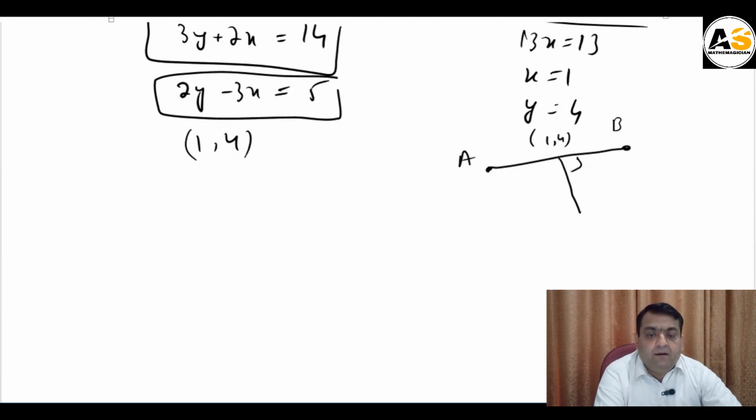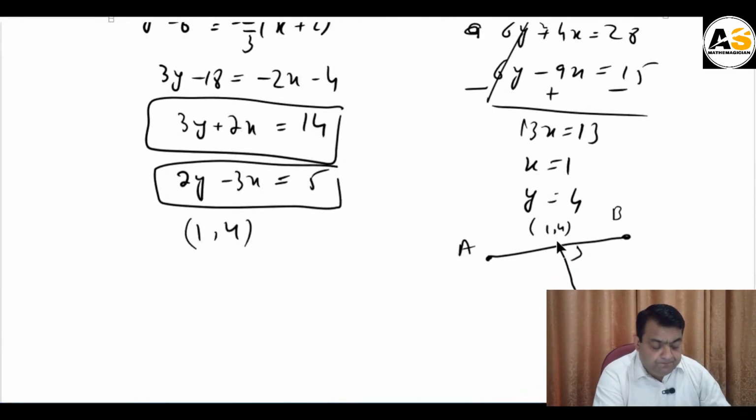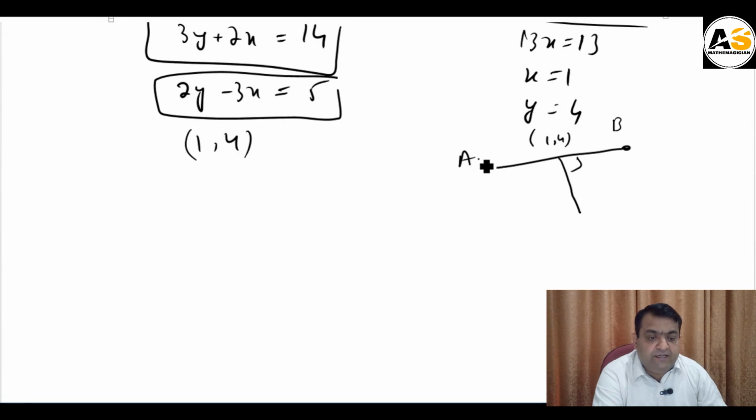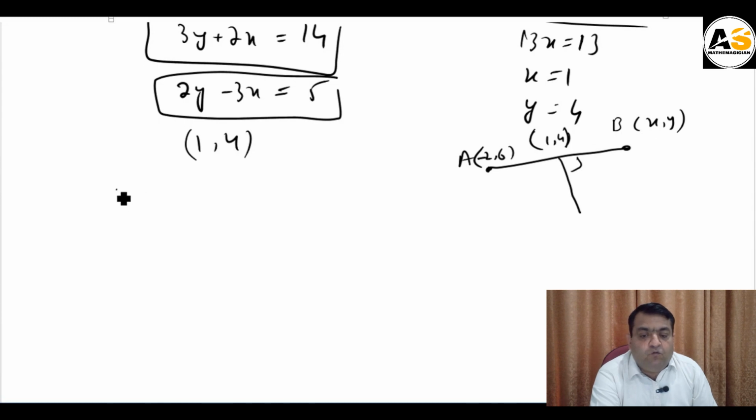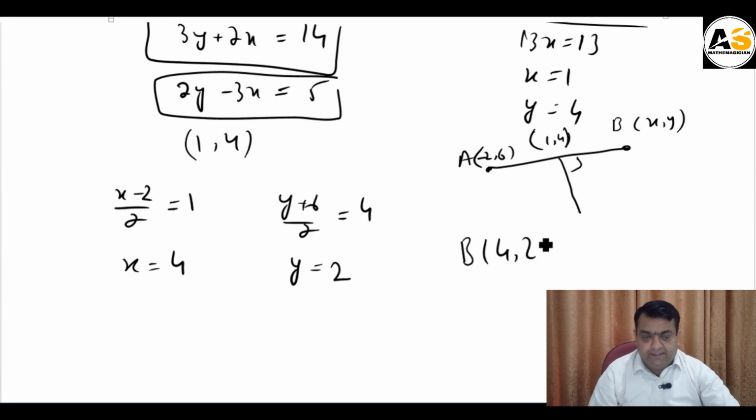Coordinates of A were minus 2, 6. And we have to find the coordinates of B. Now you can clearly see that this intersection point is the midpoint of A and B. So I can write (x minus 2) over 2 is equal to 1 and (y plus 6) over 2 is equal to 4. From here x will be equal to 4 and y will be equal to 2. So the coordinates of B are 4, 2. I hope this is clear.